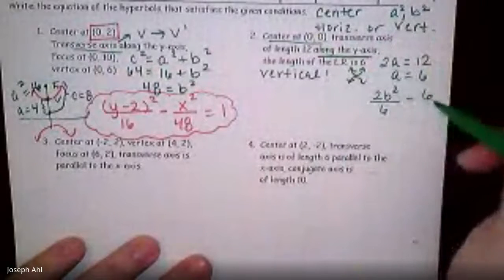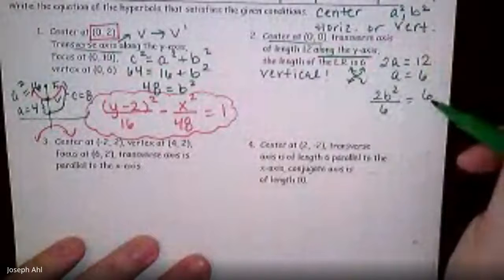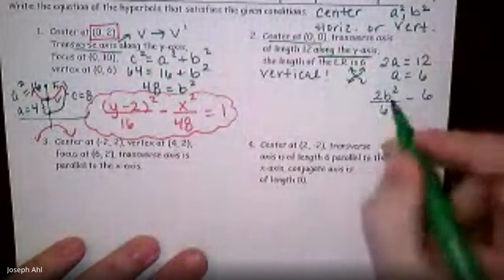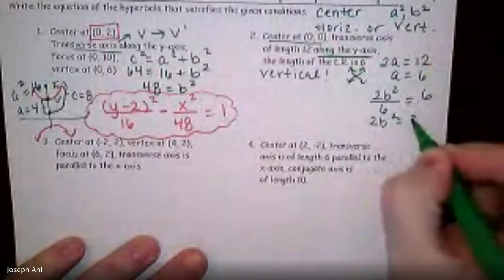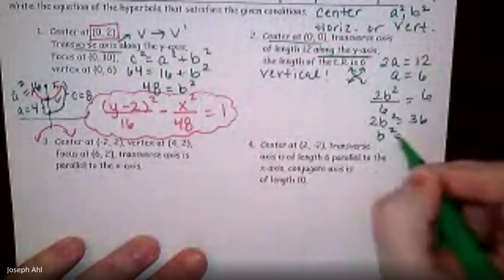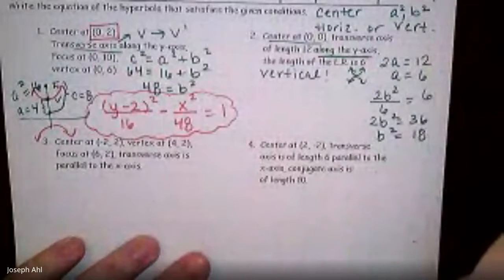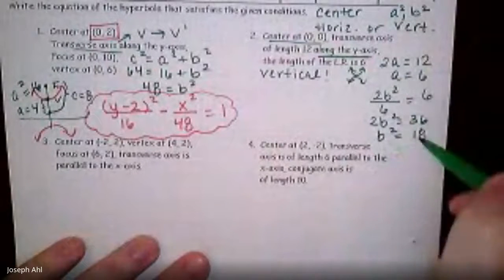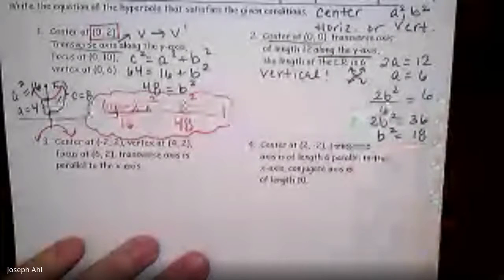A is 6, and then the length total has to equal 6. So if you multiply both sides by that 6, you get 2b squared equals 36, and therefore b squared is 18. We know b squared. We would know a squared is 36. We know it's vertical. We've got all the pieces.